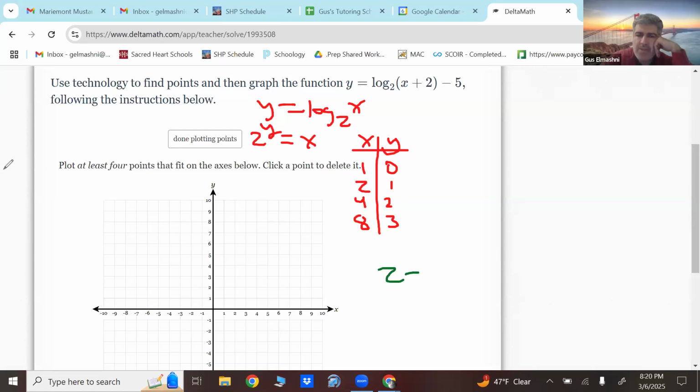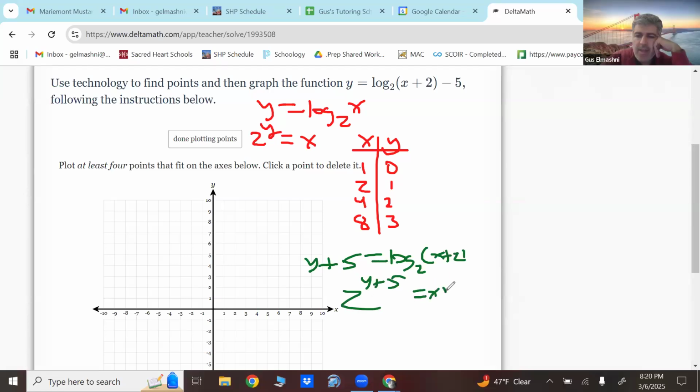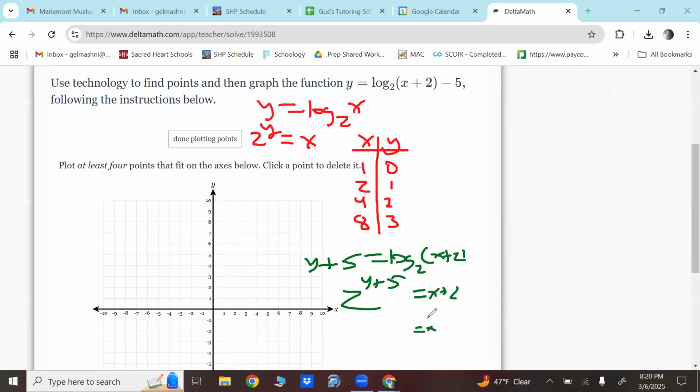Oh, I see what you're saying. So you're saying do y plus 5. You're saying do this, right? Yeah. Then 2 to the y plus 5. Okay. And then subtract 2. Yeah, and then just do the table like that.